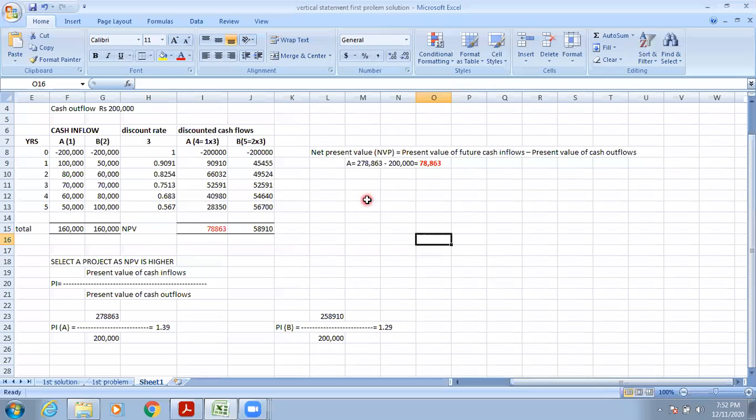In case of B also, you can calculate. B is equal to cash inflow, here we calculated it, 2,58,910, minus 2 lakh, which is the cash outflow. So the net present value is 58,910. Right?